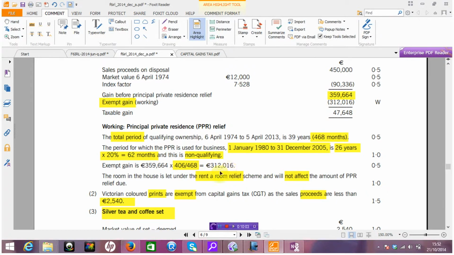Okay. In terms of the rent-a-room, that's really exempt under the rent-a-room provisions, and I guess the thing to note here is that that doesn't affect PPR in any way, shape or form. So I think probably the examiner was hoping or expecting one or two candidates to take off that 5% proportion from the gain, and you wouldn't in this case because it doesn't affect the PPR relief at all. Okay, so that's asset number one dealt with.